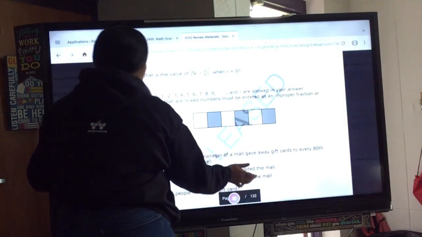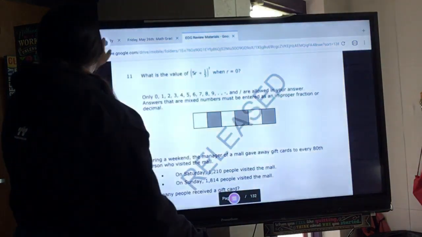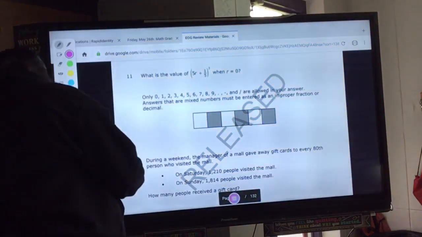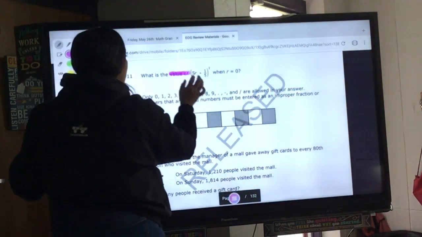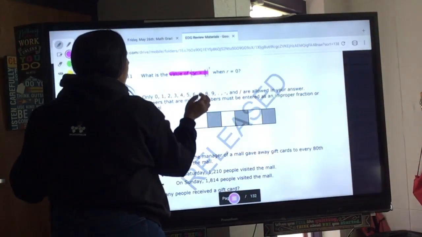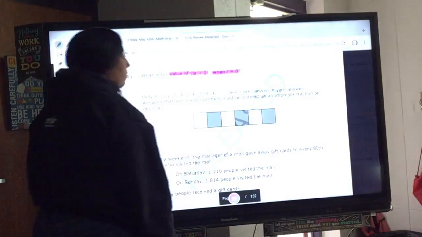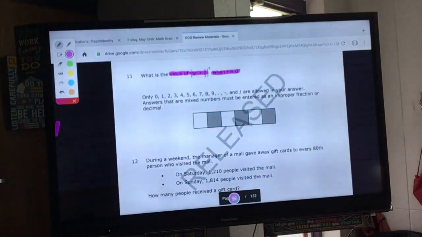Alright. So it says, what is the value of 5r plus 1/5 squared when r equals 0? What do you notice about this question though? What do you notice about the question? Troy? No answer choices.